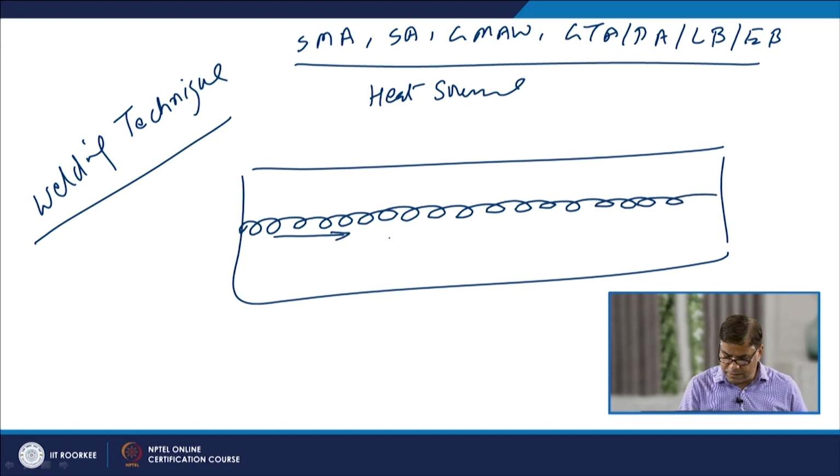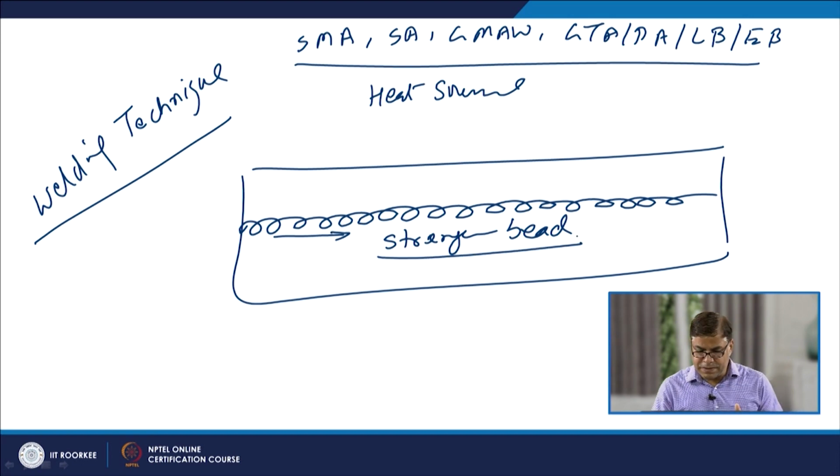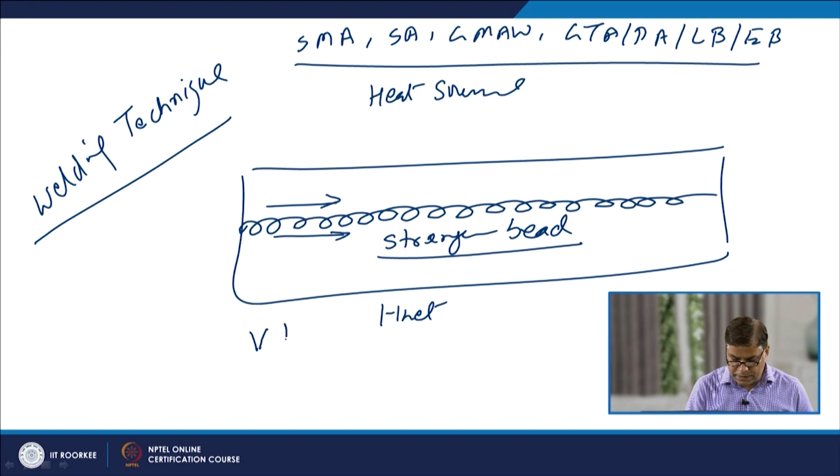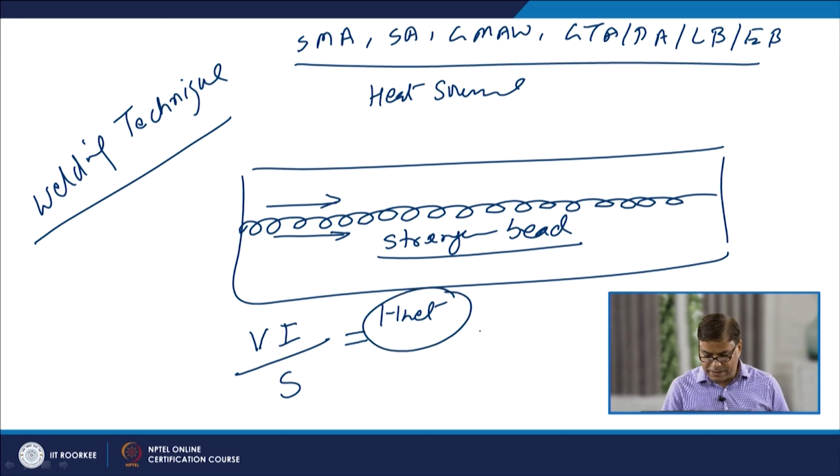then it is a stringer bead. When the stringer bead is applied for development of the weld joints, the movement in the direction of welding is fast. Therefore, for a given voltage and current setting, when the speed of the heat source movement is high, we get a low net heat input, that is, H net is low. So, low heat input is realized.